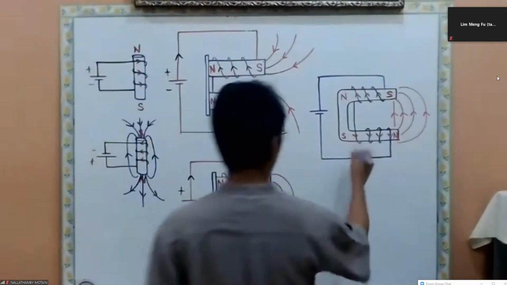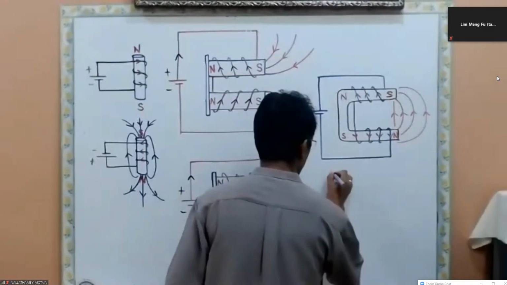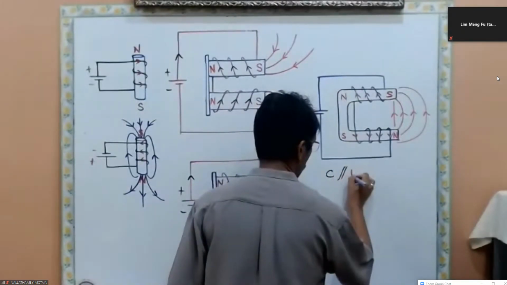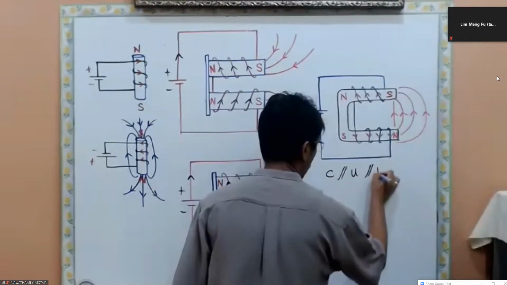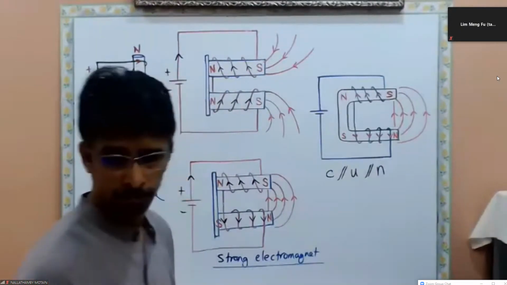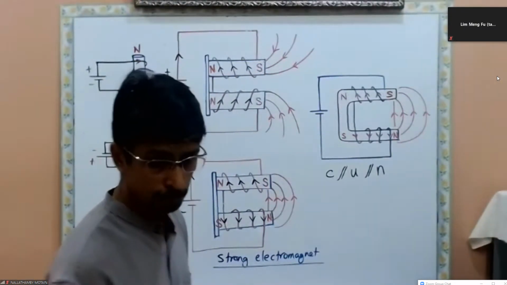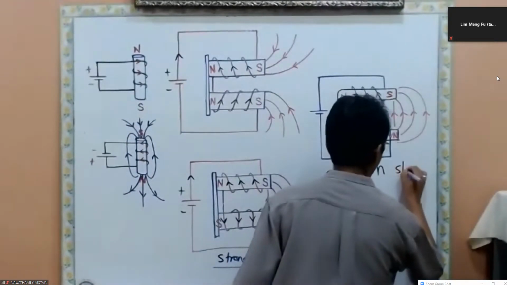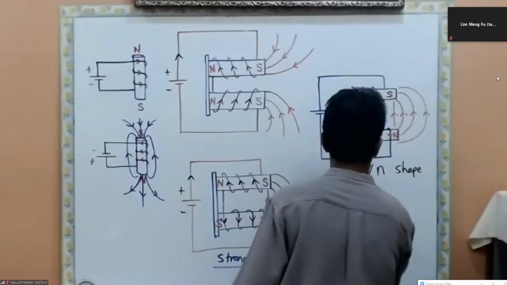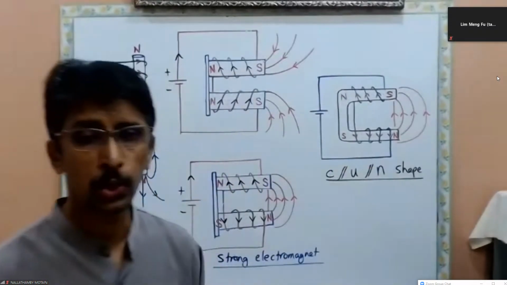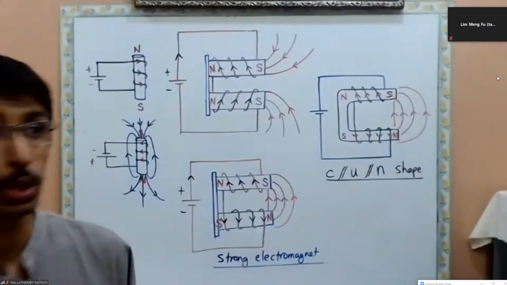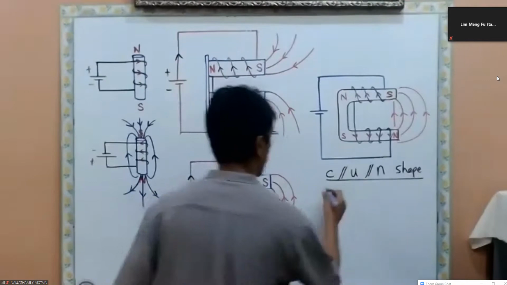Okay, so the shape over here, we can say C or U or N. Okay, with U shape, C shape, N shape. Yeah. Or we also can say it as what? Horseshoe. Okay.